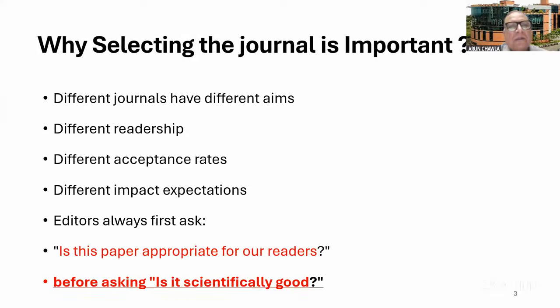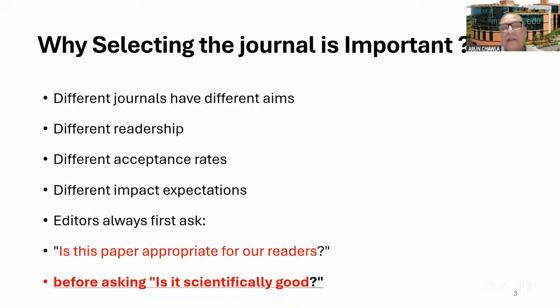The best manuscript or the best clinical study put into script form in a wrong journal is still likely to be rejected. Why? Because different journals have different aims. They have different viewership, different readership, different acceptance rates, and different impact expectations. Most of the editors of all the renowned journals ask themselves, is it scientifically good? Or is this paper appropriate for our readers? Because every editor of a journal knows it is not only whether it is scientifically good, but whether it is good for the readers assigned to that journal.